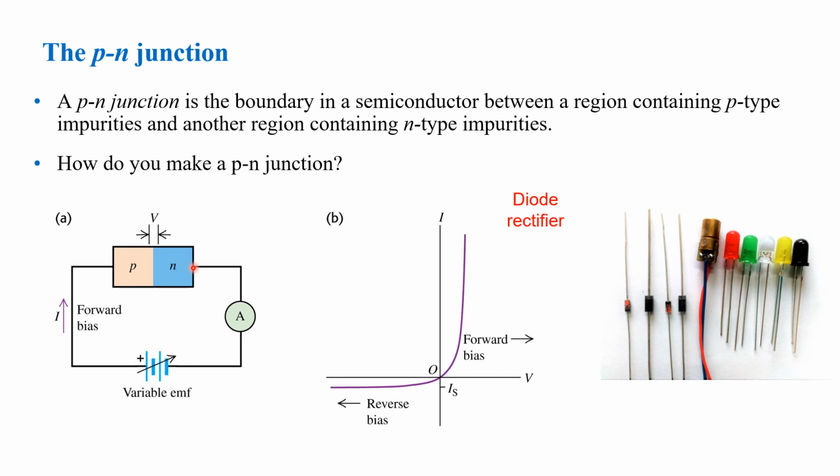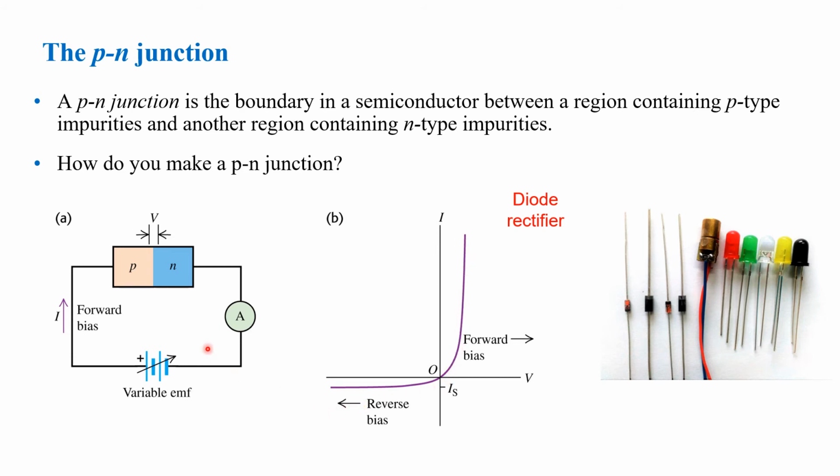If you're going to complete the circuit and allow the current to flow, your current flows with an exponential increase. It starts with a very small current and then it increases exponentially. So this is the current in your forward bias.